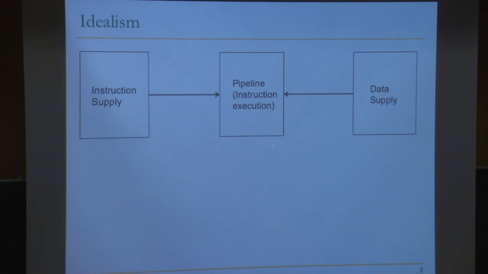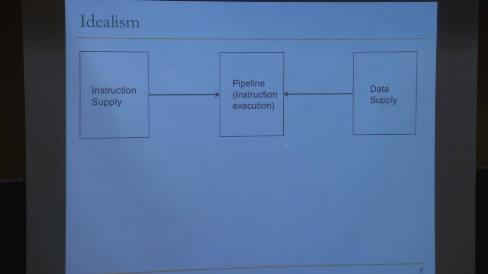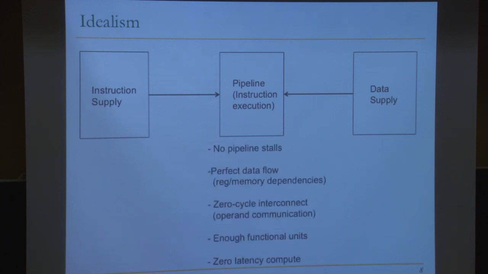So far, we've covered this pipeline for a while, right? We talked about it a lot. We didn't talk about instruction and data supply a lot. Now we're going to move on to instruction and data supplies. But let's remember what we looked at in the pipeline for a little bit. Ideally, we would like all of these components to be ideal. And what does it mean for the pipeline to be ideal?